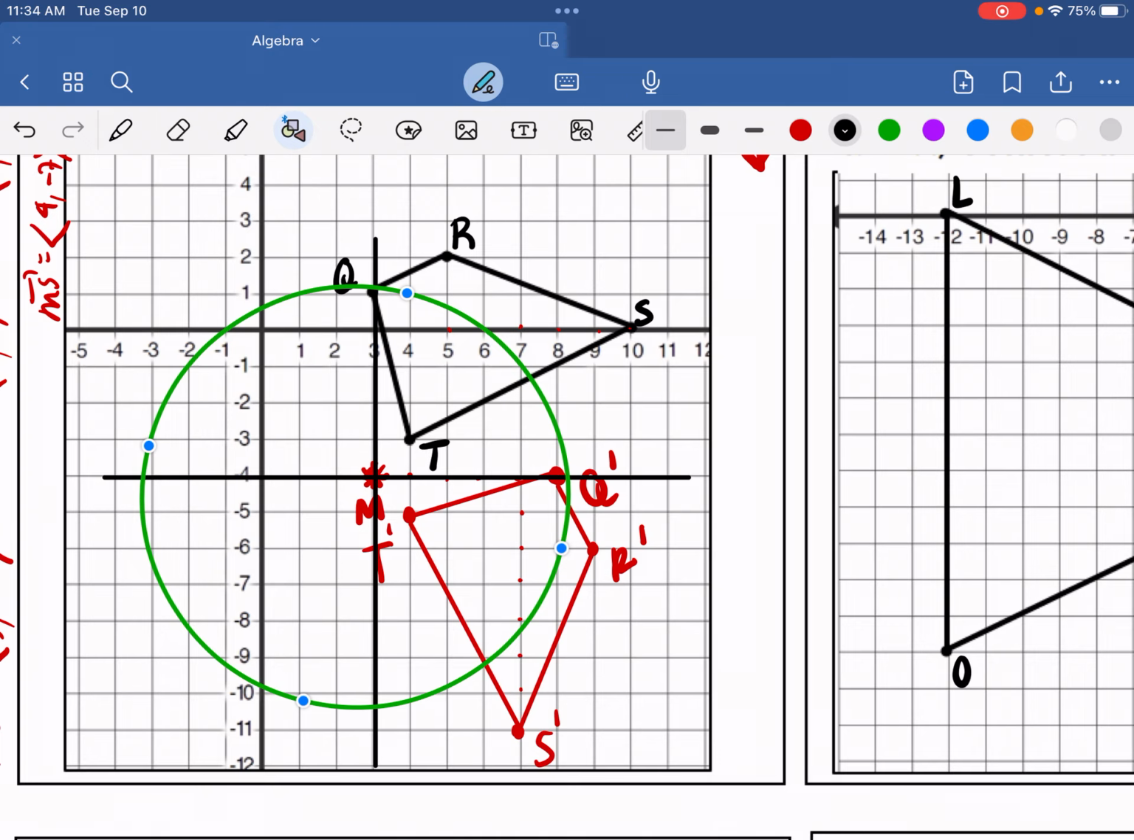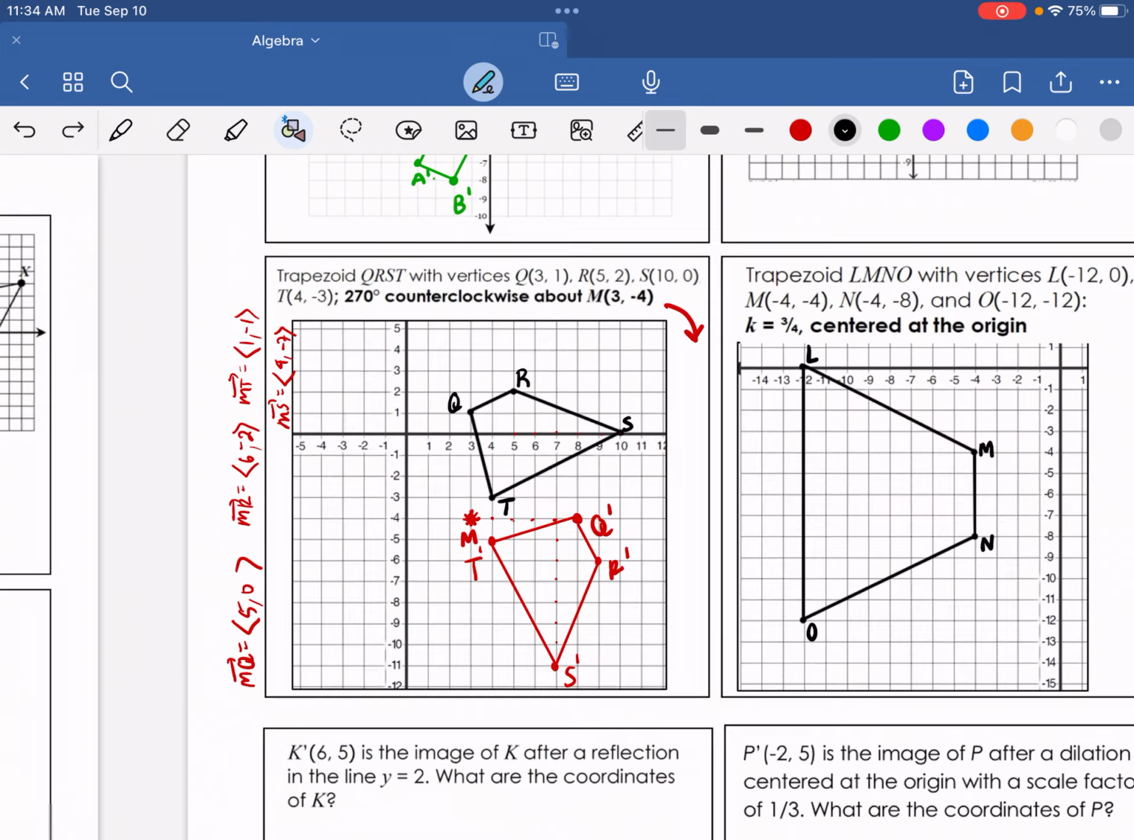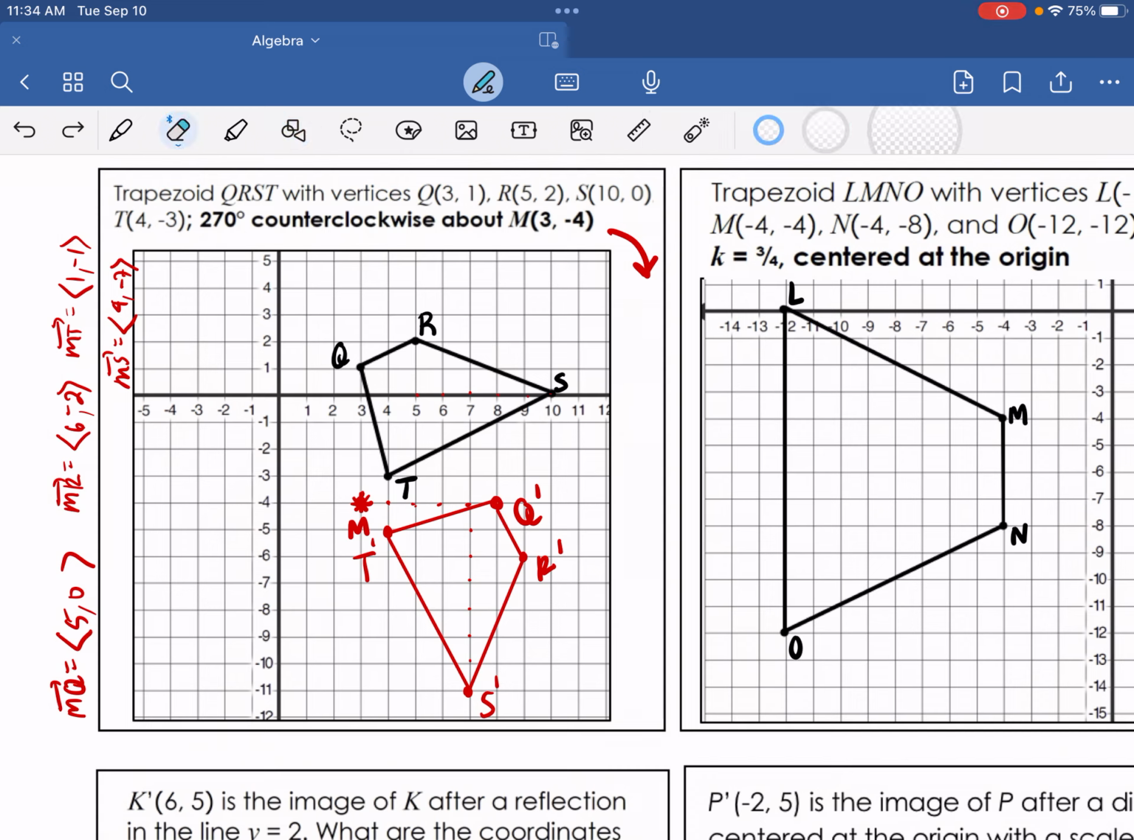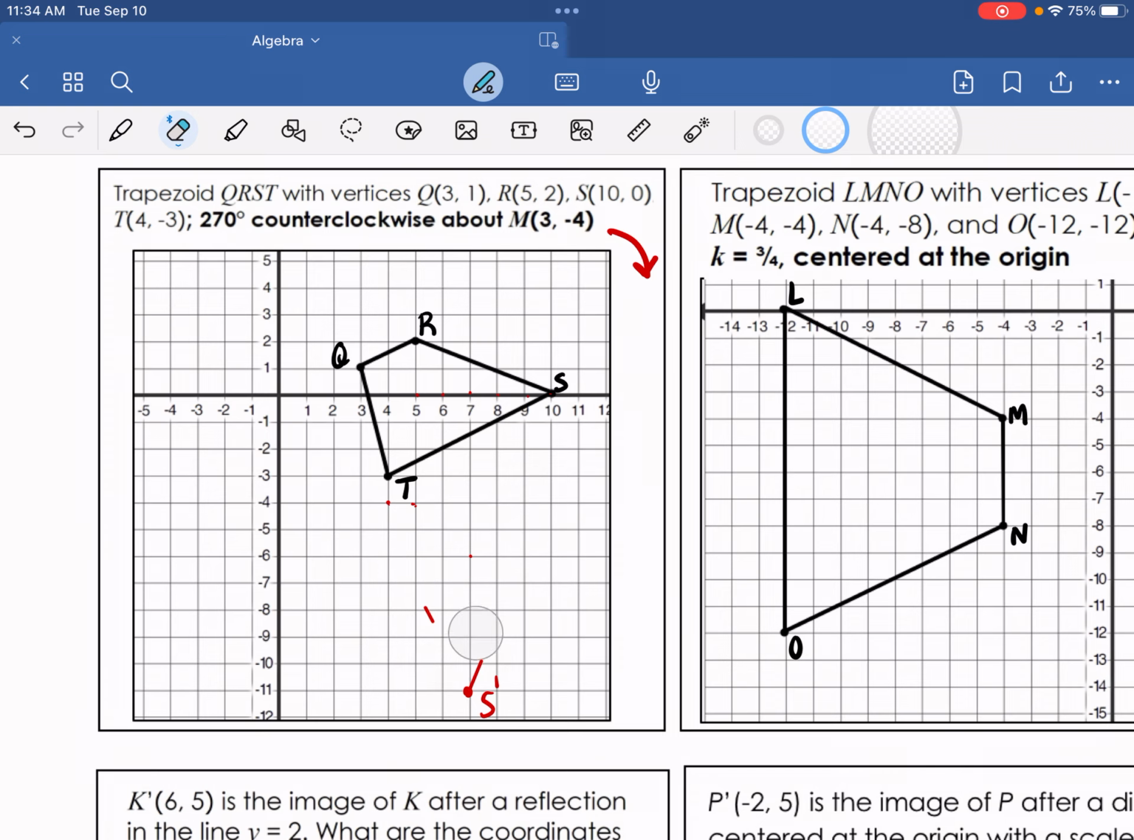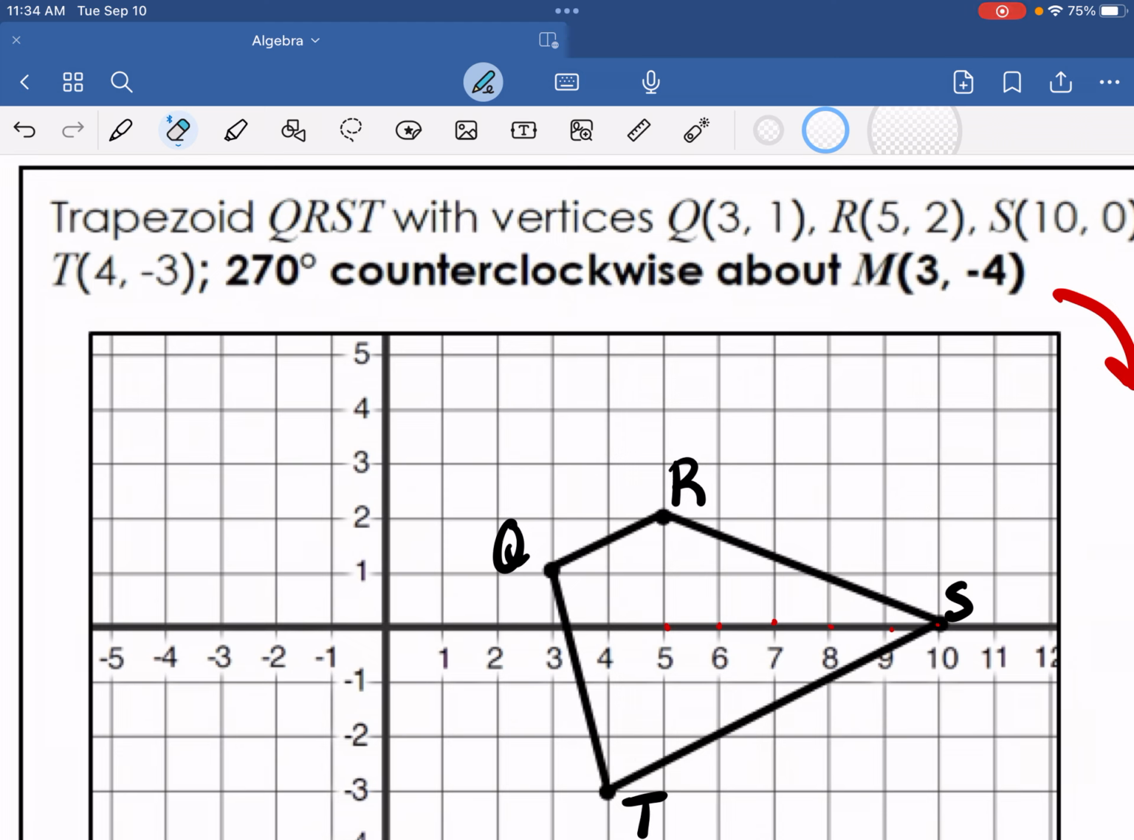Okay, I'm gonna show it one more time with vectors, for those of you that kind of know how to do it with vectors. Okay, let's do it with vectors. So one thing about the vectors, if you are gonna do it with vectors, you need to know the rule already. So I don't even remember the rule. Okay, anyways, 270 degrees counterclockwise means that the rule is (y, -x).